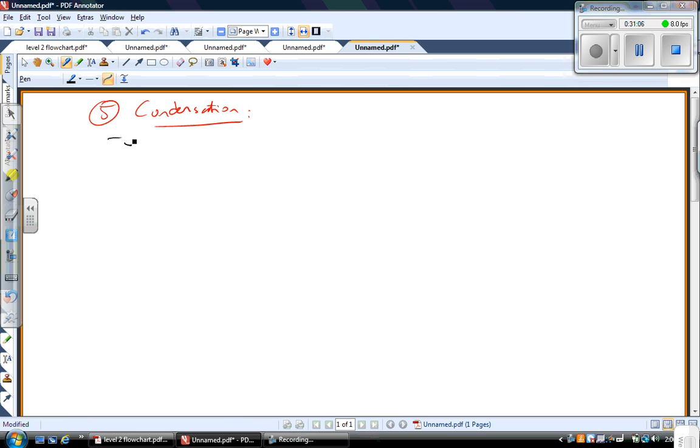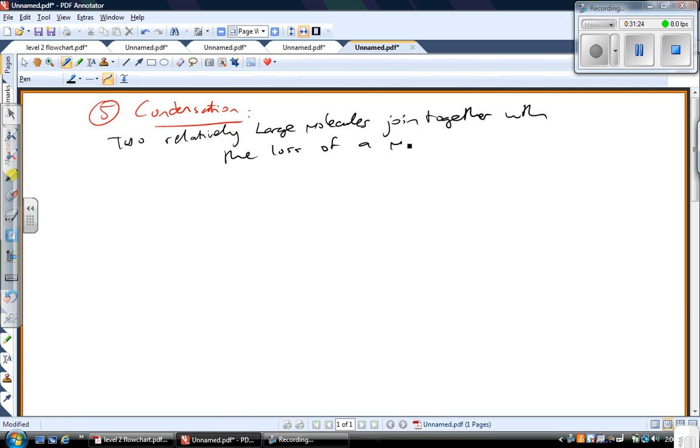You have two relatively large molecules which join together with the loss of a much smaller molecule. Typically in your chemistry, you will come across the loss of water or HCl.